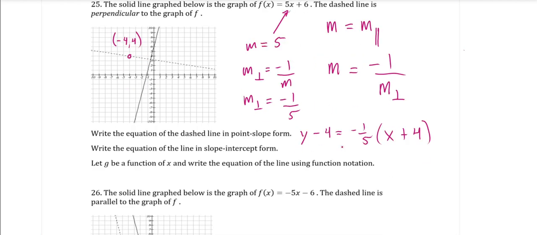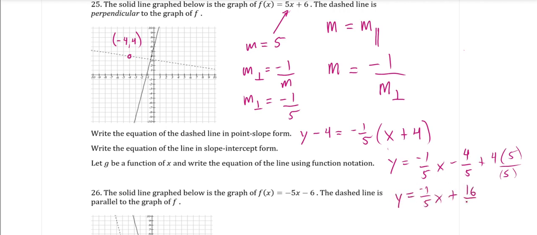Now, that being said, to get it into slope intercept form, we would distribute the 1/5 and bring my 4 over to the other side. So negative 1/5 times x, negative 1/5 times 4, and we're going to want to add 4 to this equation. But remember, we need to get like bases, so this is actually 20/5. 20/5 minus 4/5 is positive 16/5. So we wind up with y equals negative 1/5 x plus 16/5 for our slope-intercept form.